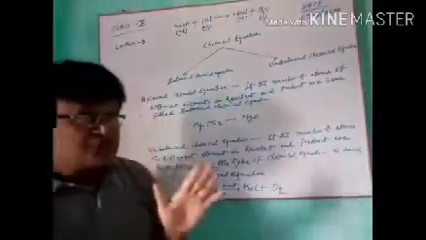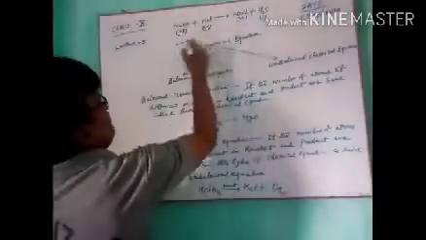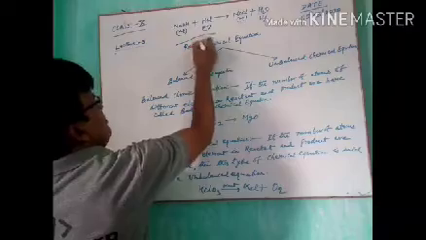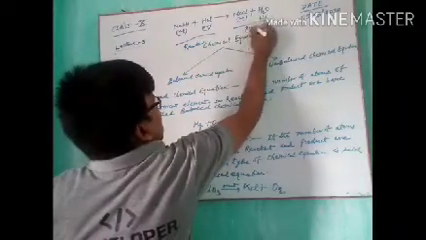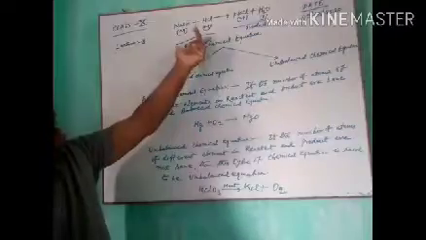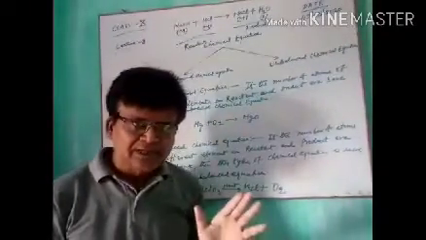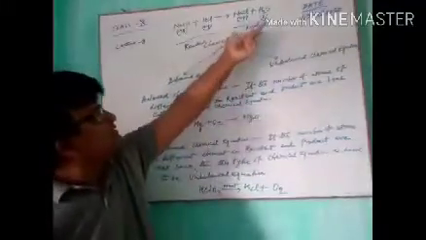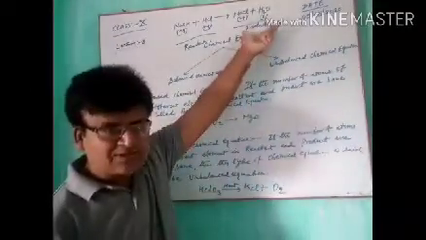A chemical equation has two parts. One is the reactant, that part is the reactant, and that part is the product. In the reactant, the chemical substances which take part in a chemical reaction are said to be reactants, and after finishing the chemical reaction, the substances which are obtained are said to be products.